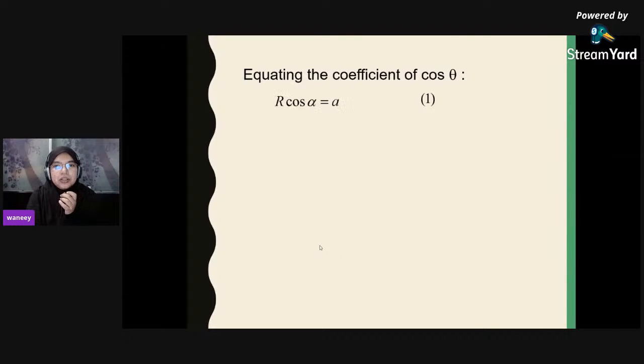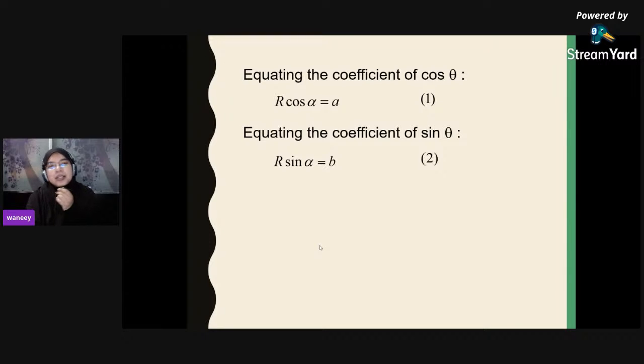So the coefficient of cos theta, R cos alpha is equal to A. For sine theta, we are going to get R sine alpha equal to B. So now our aim is that we want to know what is the value for the R, and then we want to know what is the value for the alpha. Okay, so basically, how can we get that?